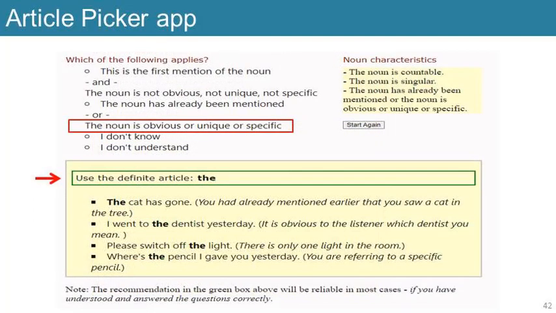Let's say in this case that you want to ask your son about your cat. It will be obvious to him that your question is about your cat and not about any other cat living on your street or elsewhere. So according to this recommendation in the green box to use the definite article, you ask, have you fed the cat? The recommendation to use the definite article is correct in the cat question. And the recommendation will be correct in most other similar cases if you have understood and answered the article picker questions correctly, as noted on this slide.